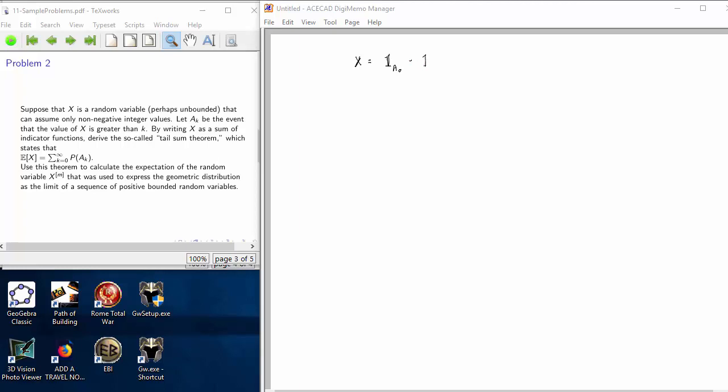And then I add on to that the indicator function for a1. That will be equal to 1 if x is greater than 1. I add on the indicator function for a2, adding an extra 1 if x is greater than 2, and so on. So, for example, if the value of the random variable is 3, this will contribute 1, this will contribute 1, this will contribute 1, but the indicator function for a3 and subsequent will not contribute.